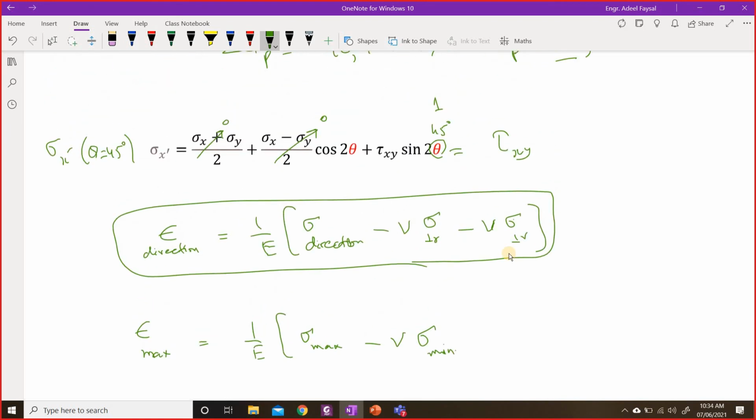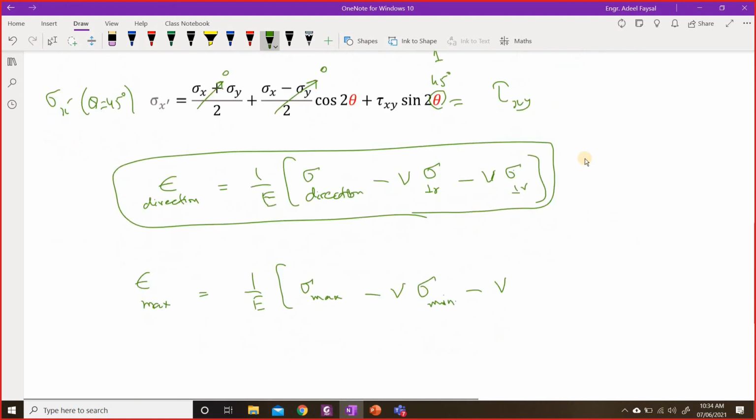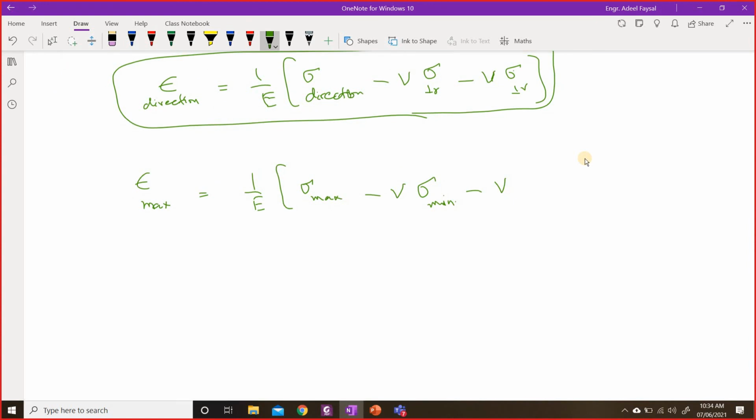Minus nu times the other. We have sigma max and sigma min present in this plane, and what about the stress in the out of plane direction? It is 0. It was 0 over here, sigma z, and the out of plane stress is 0 in this case as well. Sometimes we call it sigma intermediate, something that lies between sigma max and sigma min. Sigma max is a positive quantity here, and sigma min is a negative quantity, and the stress in the direction perpendicular to the plane is also sometimes called sigma intermediate.